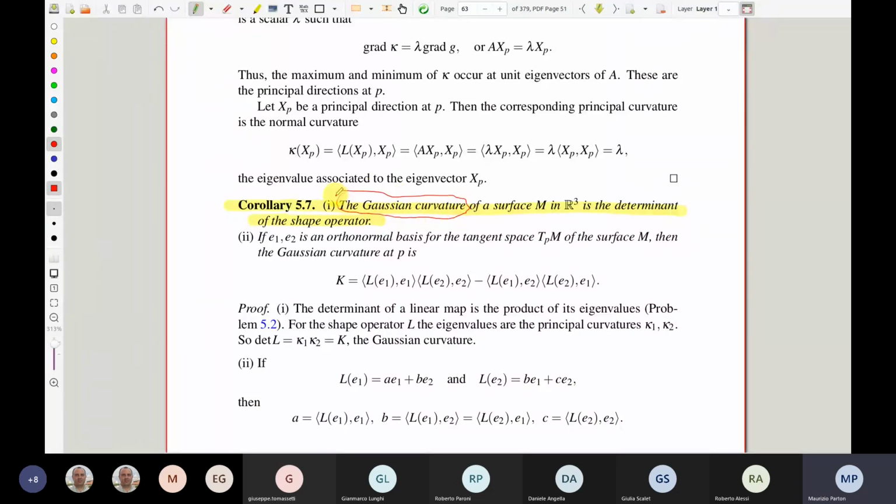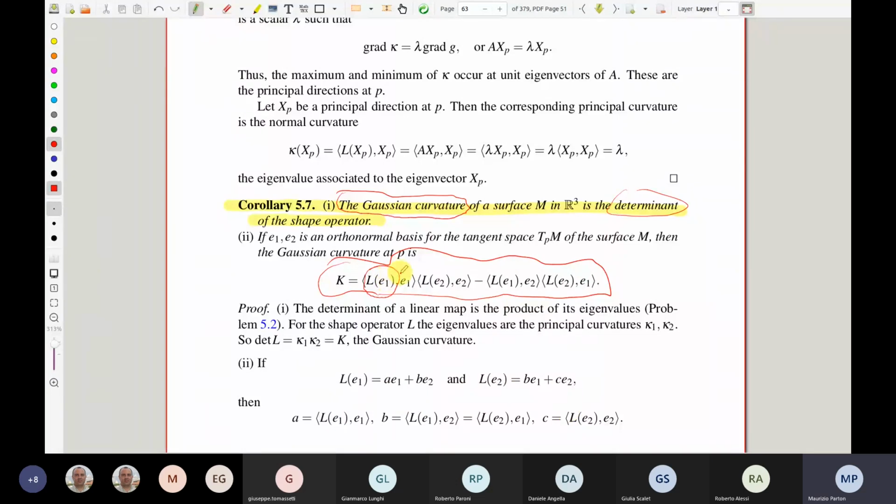Well, the Gaussian curvature is the determinant, because the product of the eigenvalues is just the determinant. And you can also compute this Gaussian curvature in terms of the shape operator, because the eigenvalues you can compute them in this way. Okay, and if you take an orthonormal basis, then you make a computation starting from coordinates here, and you discover that the Gaussian curvature is just this one.